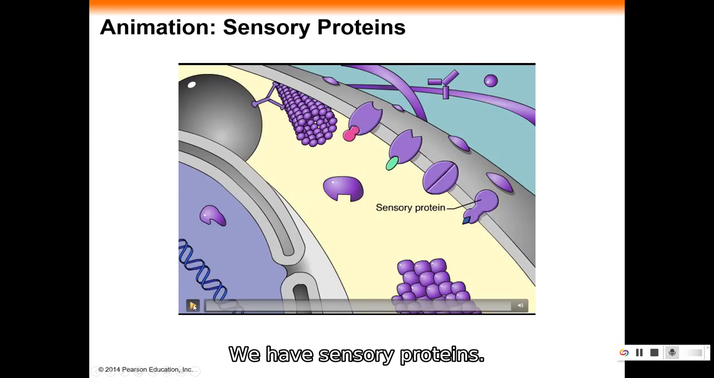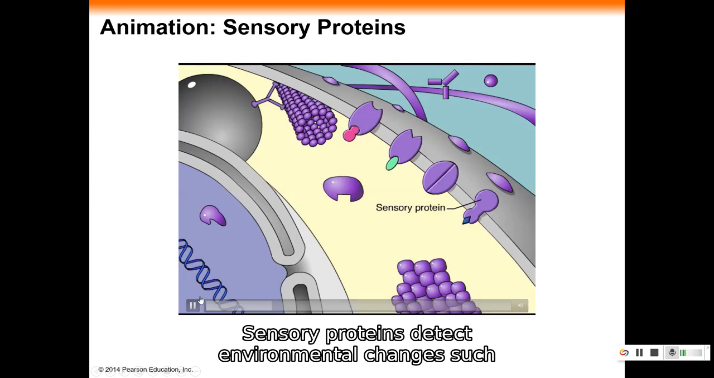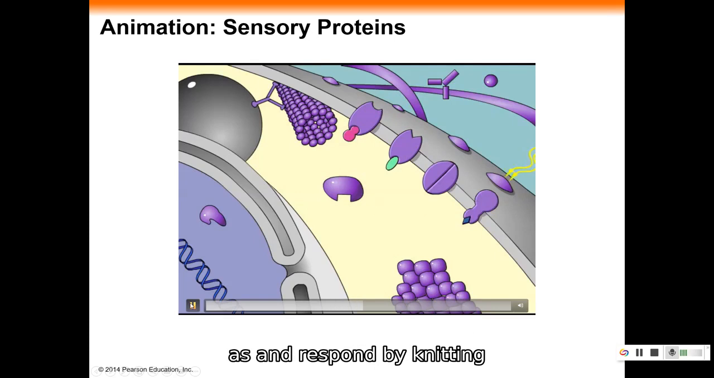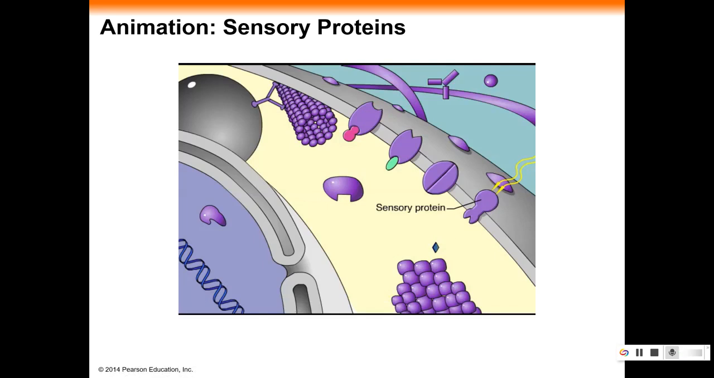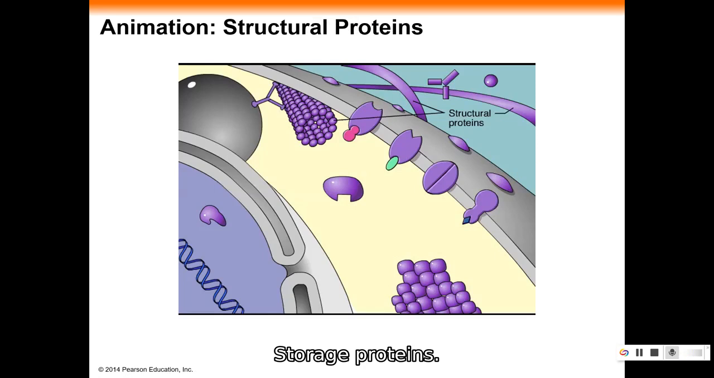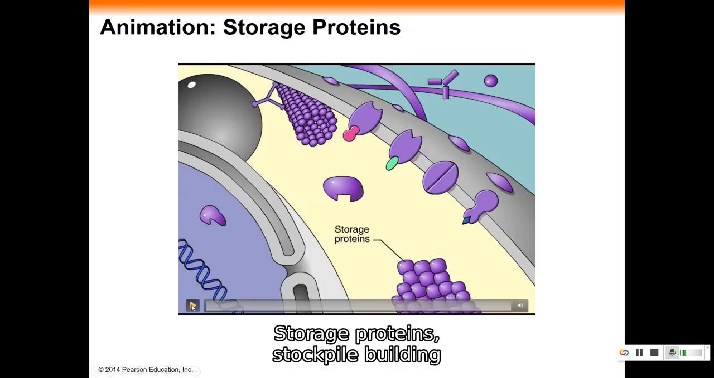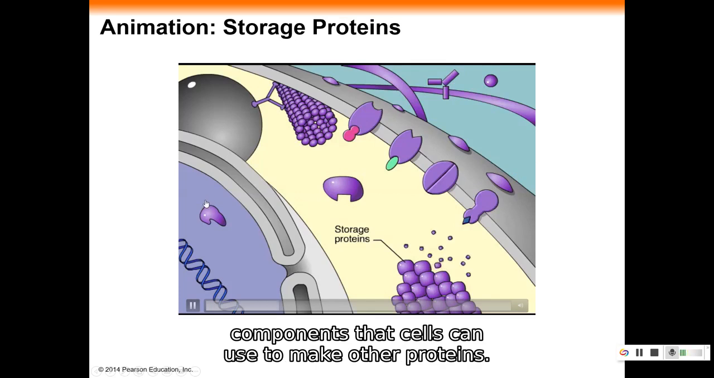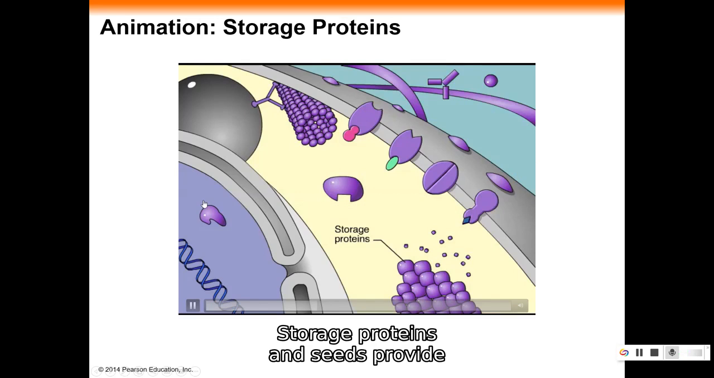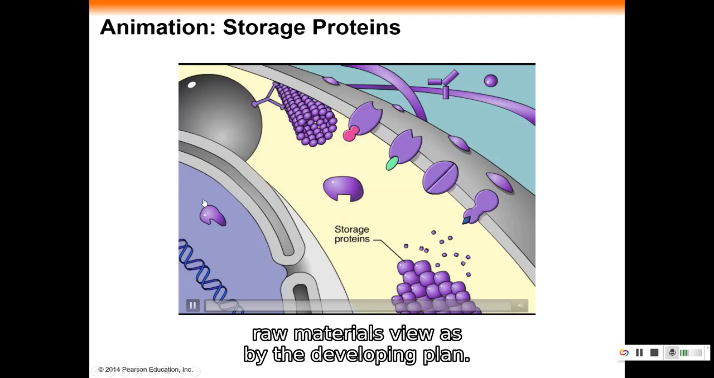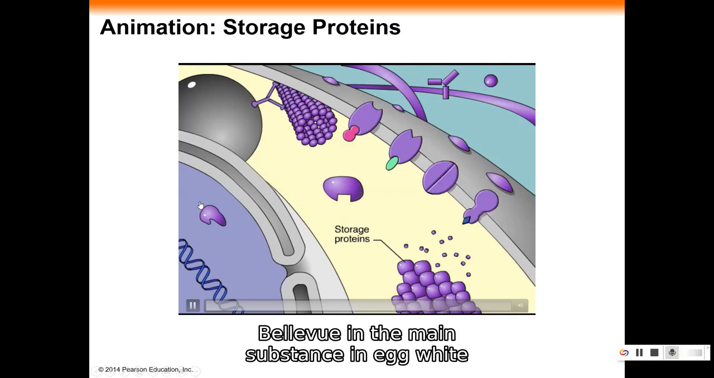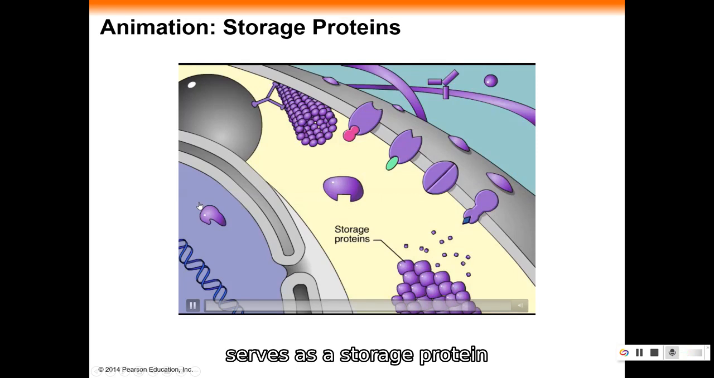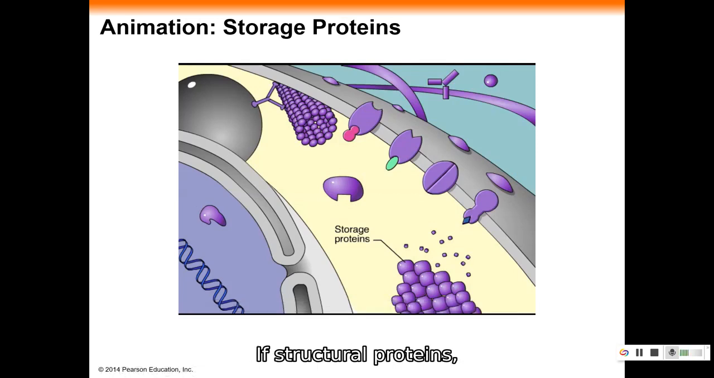Okay, we have sensory proteins. Sensory proteins detect environmental changes such as light and respond by emitting or producing signals that call for a response. Okay, storage proteins. Storage proteins stockpile building components that cells can use to make other proteins. Storage proteins in seeds provide raw materials used by the developing plant, unless an animal eats them first. Ovalbumin, the main substance in egg white, serves as a storage protein for developing chick embryos.